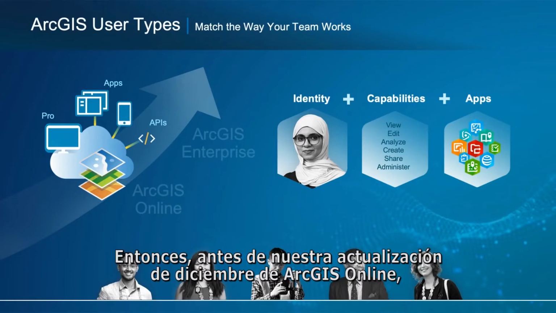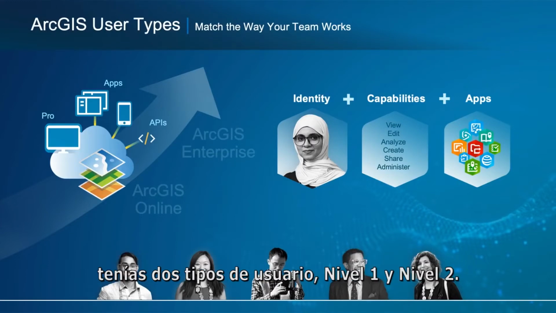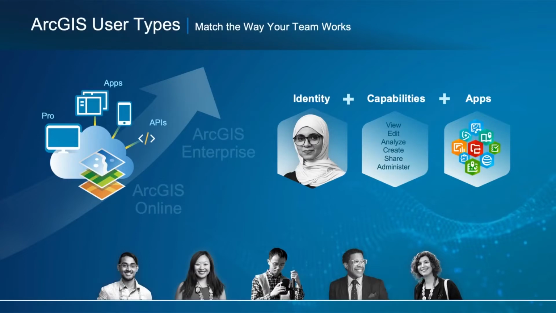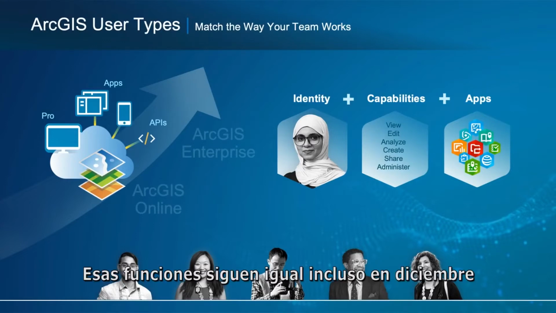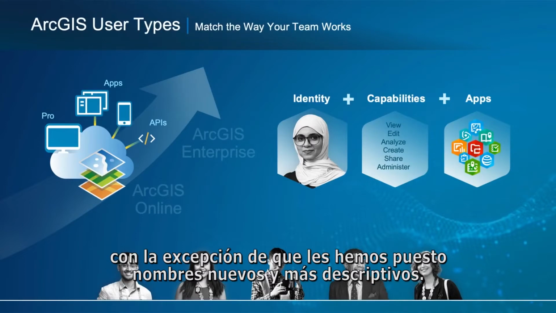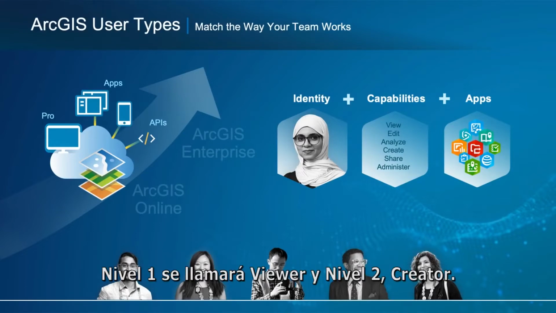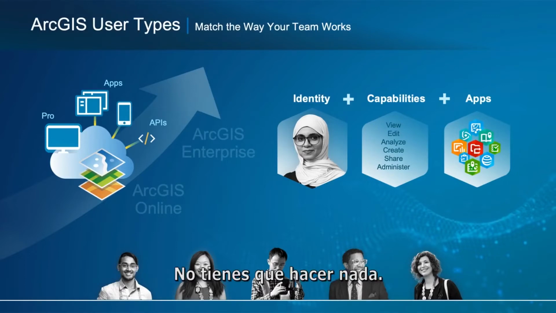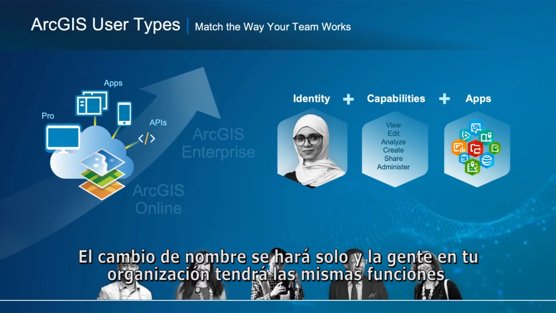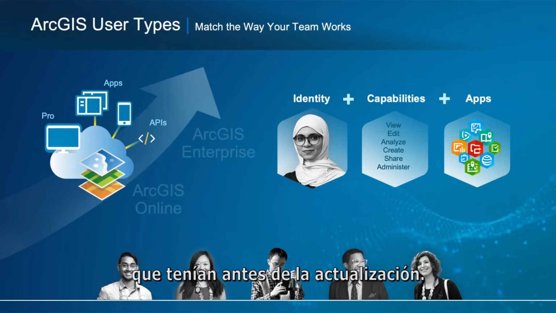So prior to our December update of ArcGIS Online, you have two user types, level 1s and level 2s. Those capabilities stay the same even in December, except that we've aligned them with a new and more descriptive name. Level 1 will be called a viewer, and a level 2 will be called a creator. You won't need to do anything. The name change will be seamless, and people in your organization will have the capabilities they had before the update.